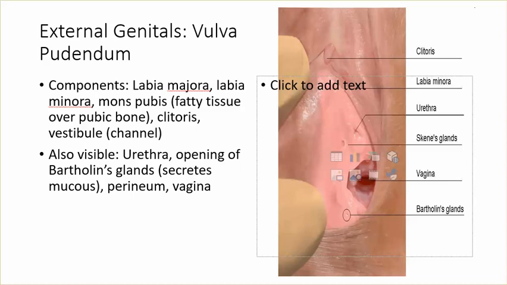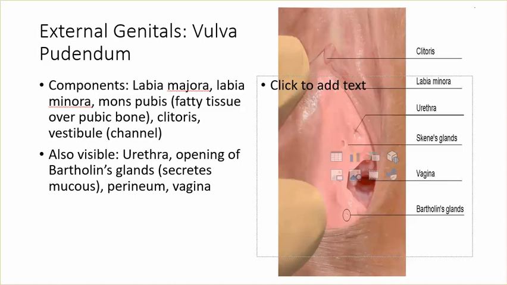The clitoris sits up at the top, and the crus of the clitoris extend down on both sides of the vagina. It's like a turkey wishbone.